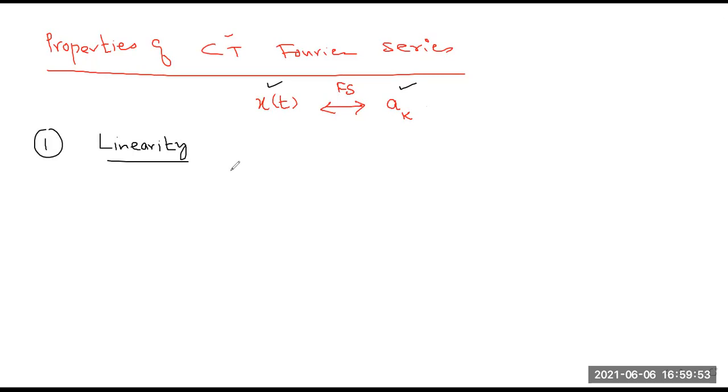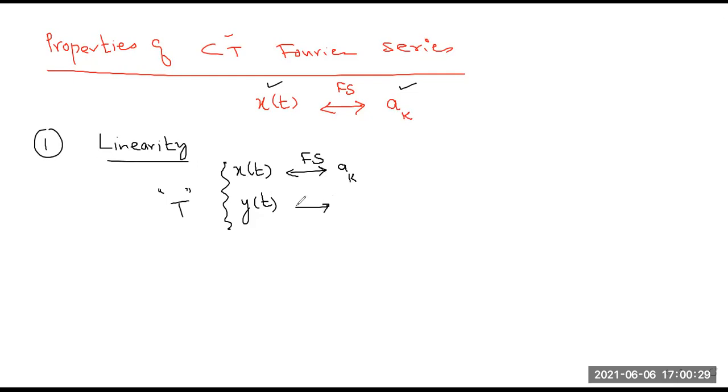So let's consider two signals, x of t and another signal y of t. And they are two different signals, but they have the same period, okay? They have the same period. And let's assume that their period is T. Now this signal will have its Fourier series coefficient, let's say represented by a sub k.